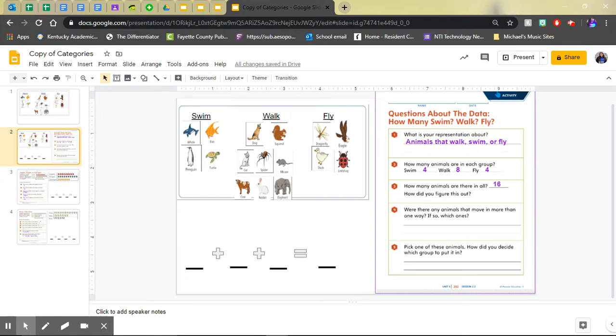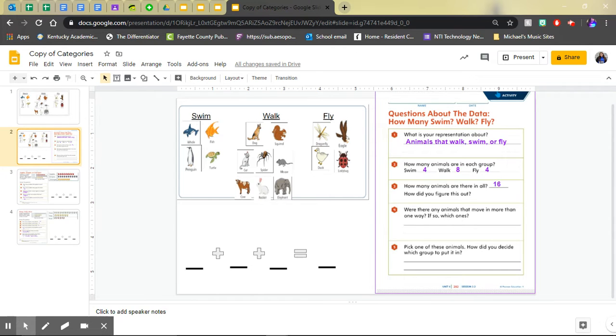Okay, super scholars, now that you've had time to work, let's go over what we've done. So, the first thing you should have done is to sort the animals into swim, walk, or fly. Now, yours might look a little different than mine, depending on how you sorted them. Let's look at our activity page that went with the sorting.